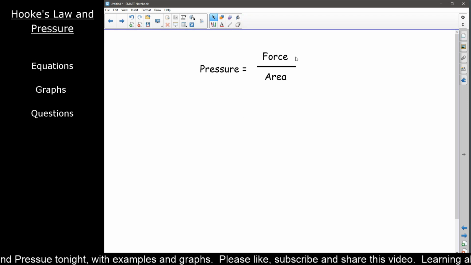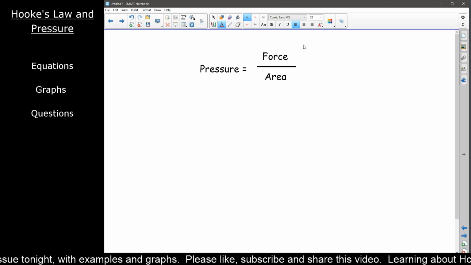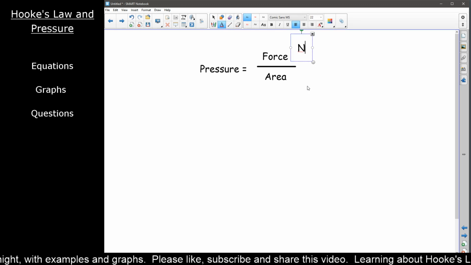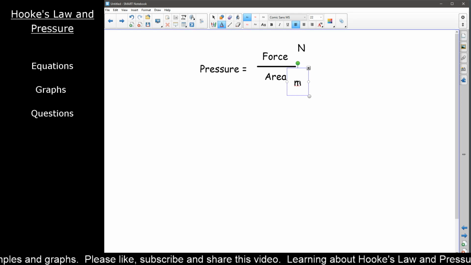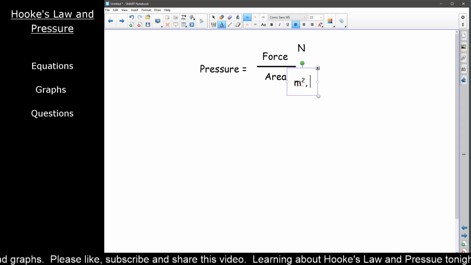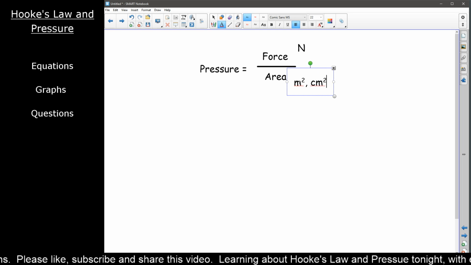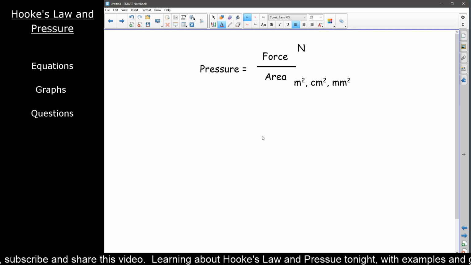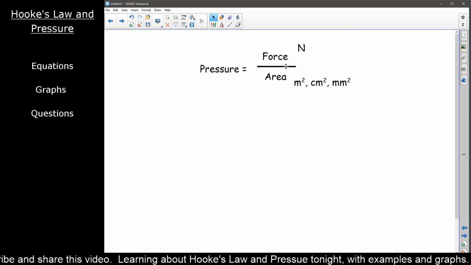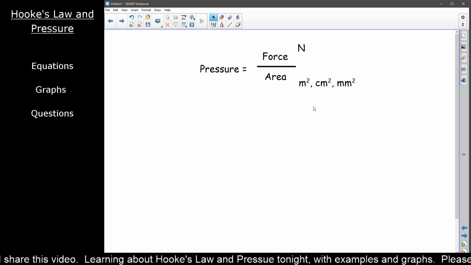Okay, now force, as always, because Newton was a pretty self-indulgent guy, that's going to be measured in newtons. Area, on the other hand, in this case, can be measured in a variety of things. It can be measured in meters squared, centimeters squared, or millimeters squared. If you were super high scale, you could even do it in kilometers squared, though that's not going to come up in a GCSE situation. Right.